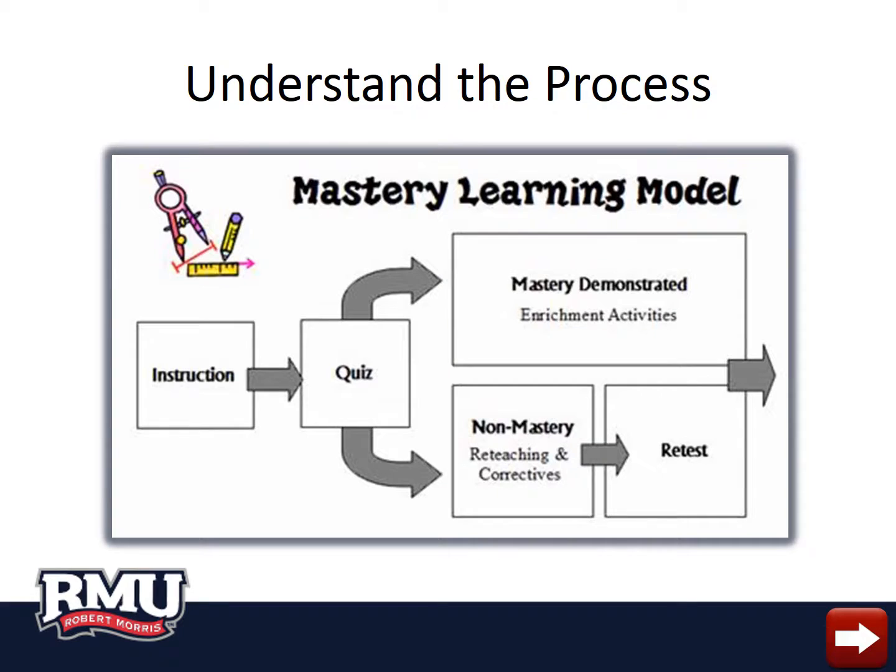This is an excellent diagram to understand the process for the Mastery Learning model. First, an instructor or educator, teacher, professor will instruct a concept and quiz the students. If non-mastery is achieved, meaning that some percentage is not achieved on a quiz or on some sort of assessment, reteaching and corrective activities occur. And then, of course, a retest is given until mastery is achieved.